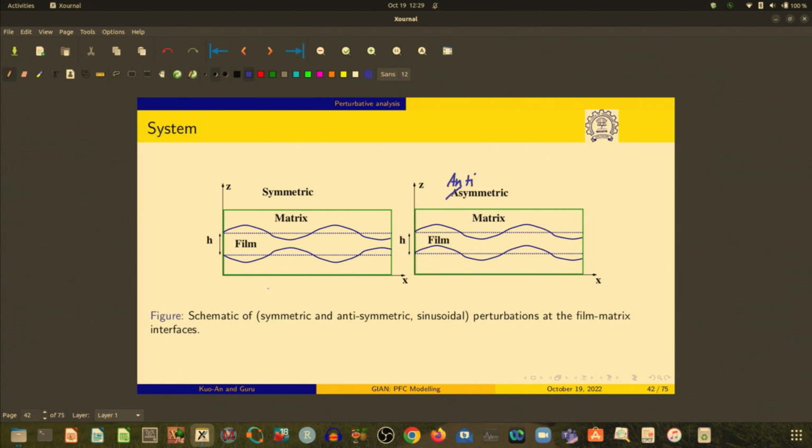So, what we are going to do is write down the elastic solution for such perturbed interfaces to first order and do a linear stability analysis and see whether a given wavelength perturbation will grow or will die, taking into account both the interfacial energy and the elastic energy. In this case, interfacial energy is also built into the analysis. So, how do we do that?